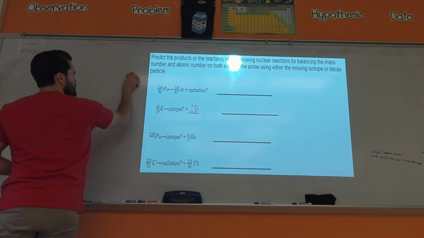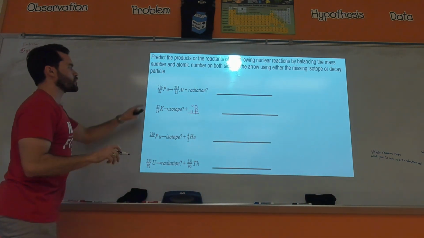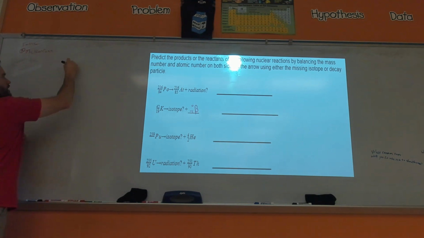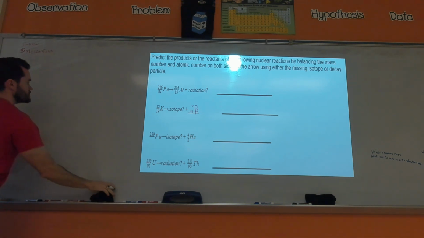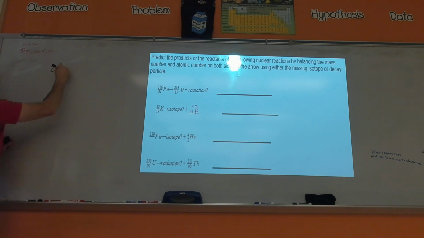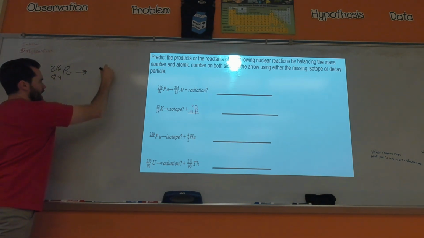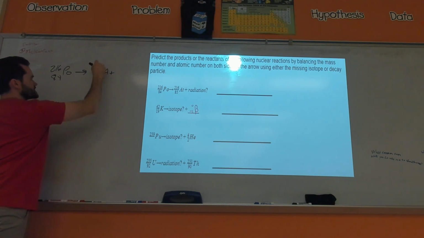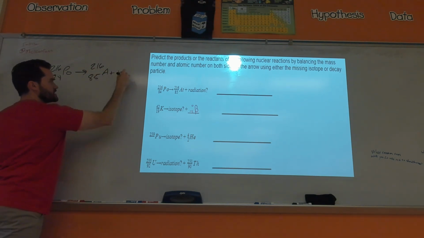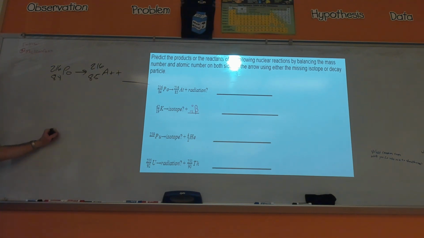All right, so I'm going to write this a little bigger. I know it's a little small. So we have polonium. Let me go a little further to the left. We've got polonium 216, and they're saying polonium 216 goes to astatine 216 plus some kind of radiation. So the question they're asking you is, what is the radiation that's being released? What would I fill in that blank there?